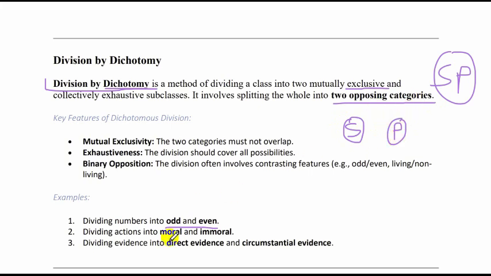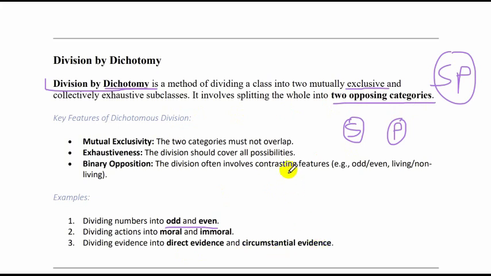Moral and immoral things. What all this broad category of SP contained: moral and immoral things like smoking, drinking. Maybe it's not really immoral, but let's take it as an example. Virtues, kindness, moral things. So moral is completely put into S, immoral things are put into P. So the key word here is two opposing categories. Direct evidence and circumstantial evidence is another example.